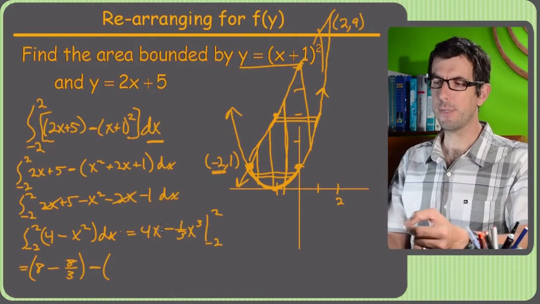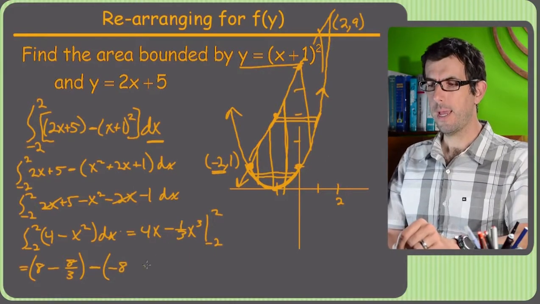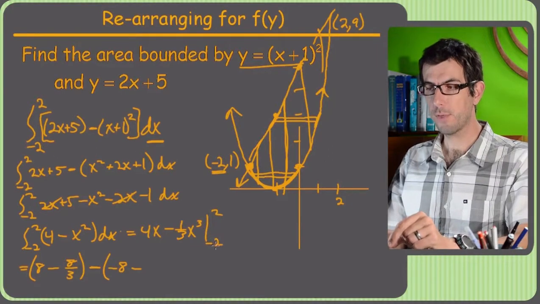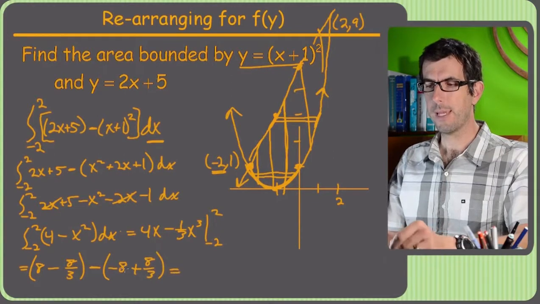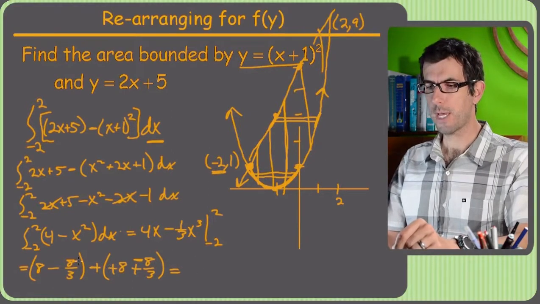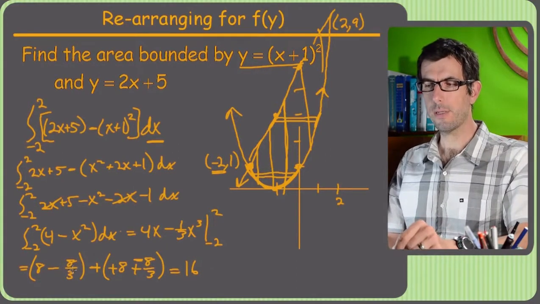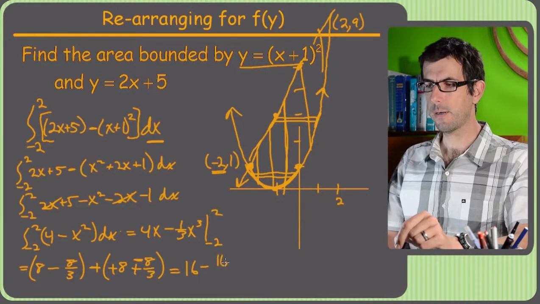Now we got to plug in -2. So 4 times -2 is -8. And then we got -1/3 times -8, because -2 cubed is -8, times -1/3 is positive 8/3. Here's yet another negative that has to get distributed in. So negative times negative is positive, and then that makes that negative. Alright, so we got 8 plus 8 is 16. And then we got -8/3 minus 8/3 is minus 16/3.